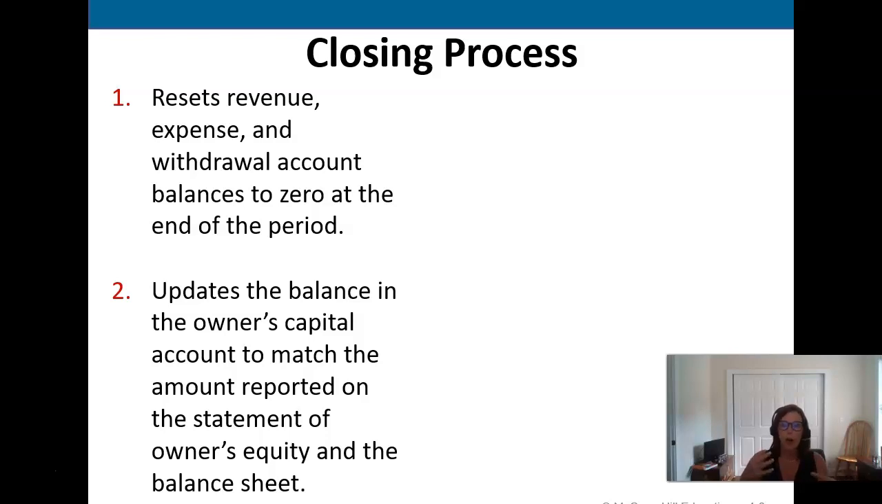Now, there are temporary accounts and permanent accounts. The only balances we are going to close are the temporary accounts. And those accounts are our revenue, expense, and withdrawal accounts. And we are going to reset those back to zero.